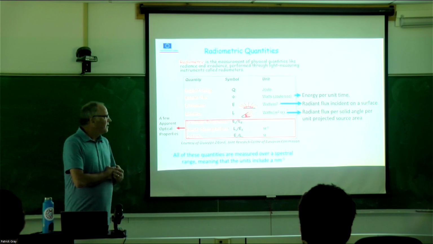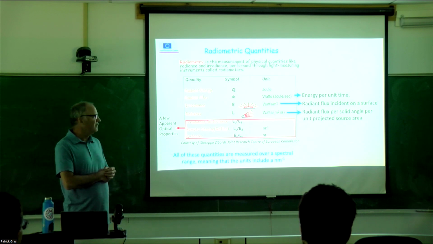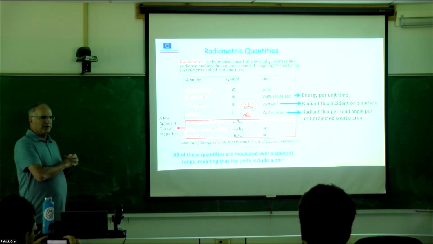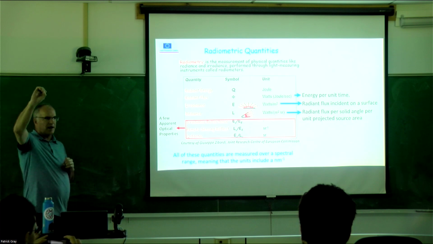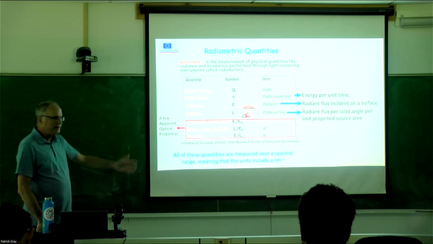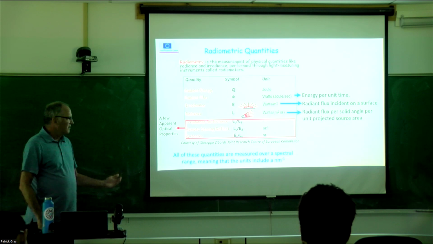And then radiance, which is the radiant flux per solid angle per unit projected area. So now what we did is we look at just a small spot in the sky, a solid angle, or somewhere else, a projected surface, and that gives us the radiance measurement.